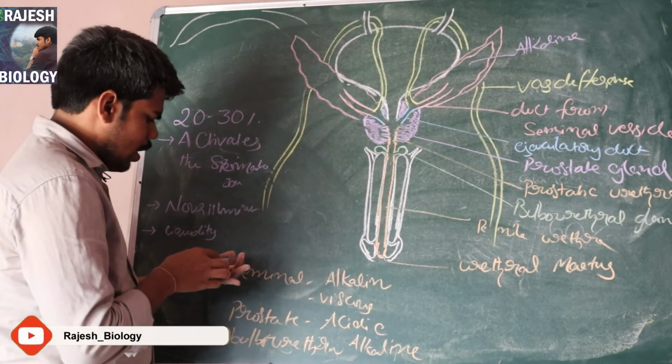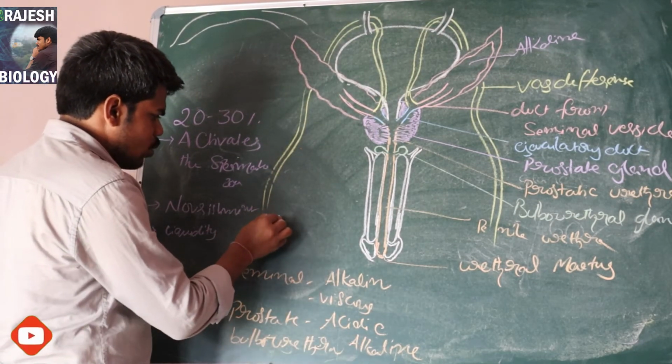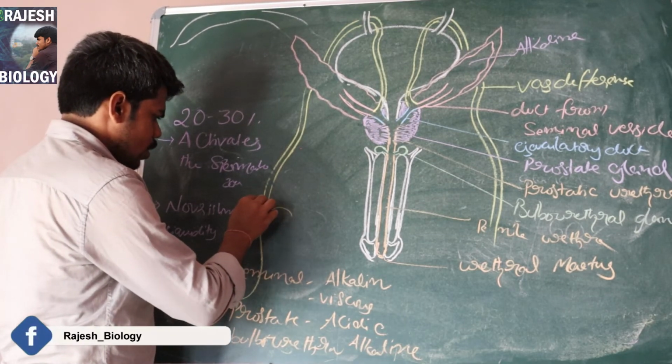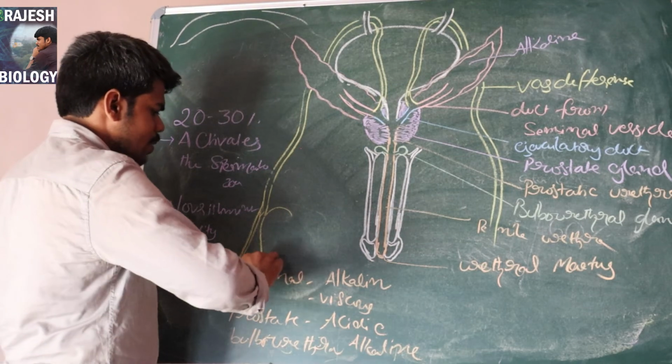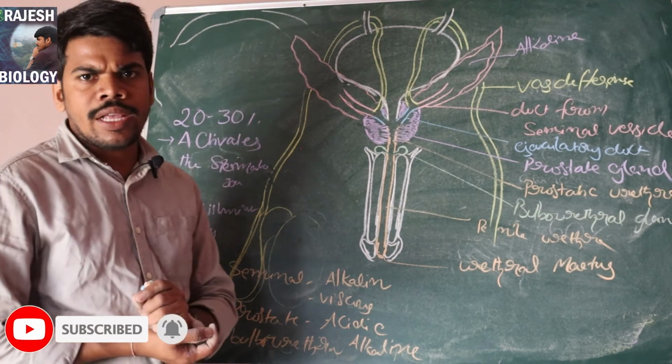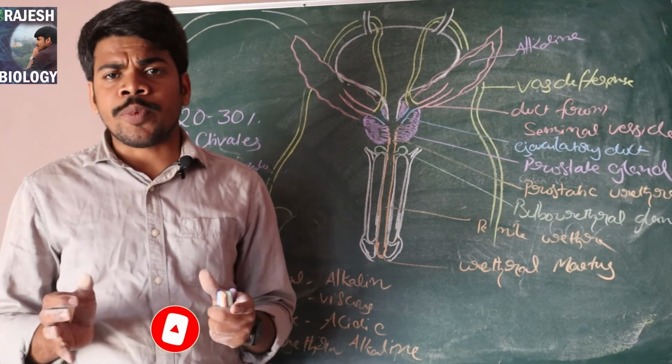And of course, if you want to continue the diagram, you can continue with the epididymis, and it is the testis. You can continue like that. And this is the male reproductive system.